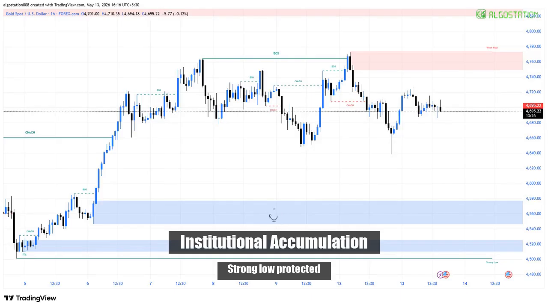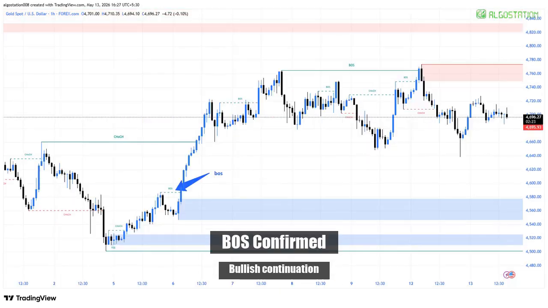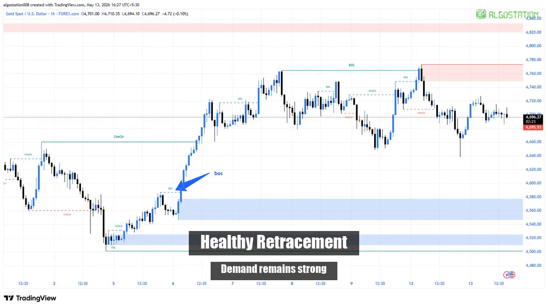Price aggressively rejected this level, signaling accumulation and the beginning of expansion. And after accumulation, price delivered a clean break of structure. This BOS confirms bullish intent as buyers gain full control. Notice how retracements are shallow. This tells us demand is absorbing every pullback.